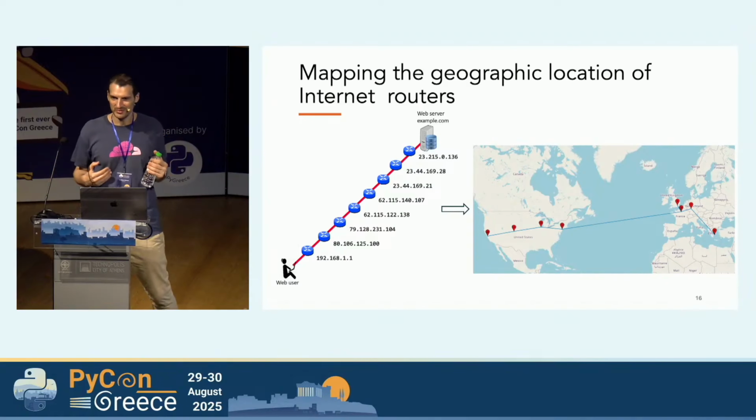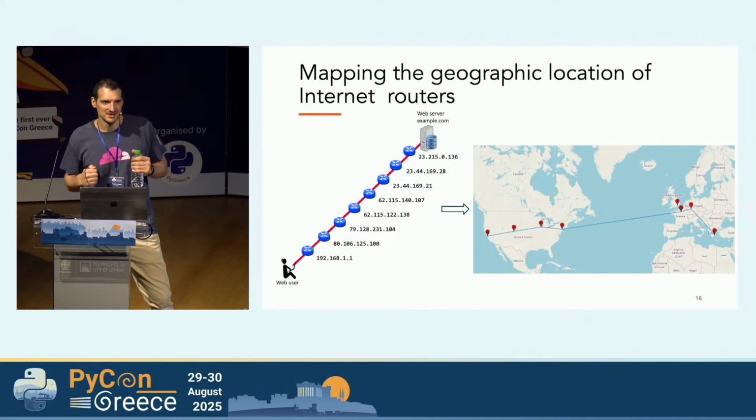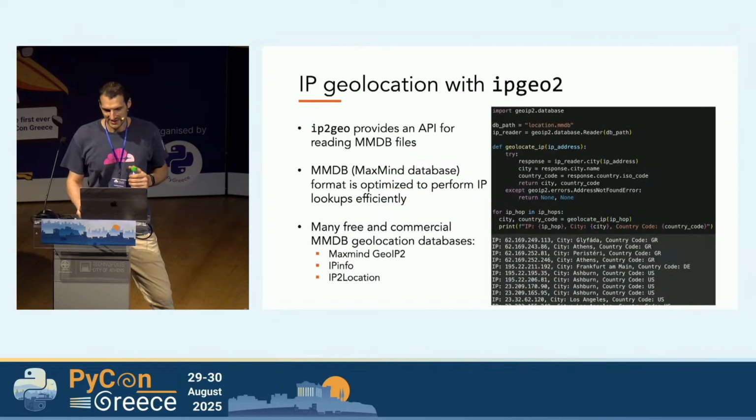So now that we have our traceroute path, our sequence of IP hops, then we can go and level up our measurement capabilities, because now we can geolocate those hops and find the geographic route that is followed by our traffic. Again, very easy to do with Python.